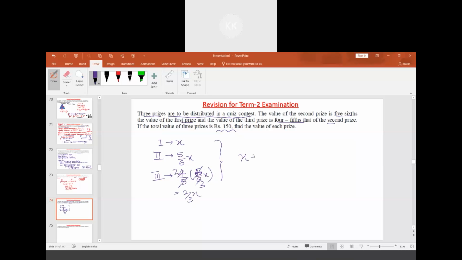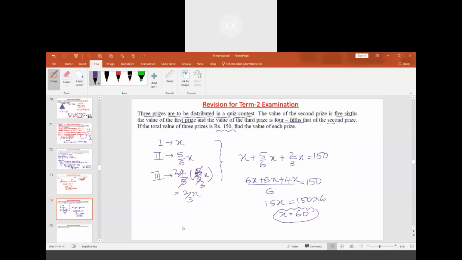So x added to 5/6x added to 2/3x is equal to 150. LCM here is 6. So 6x plus 5x plus 4x will be equal to 150. When we add these together, it is 15x by 6. So 15x is equal to 150 into 6, so x will be 900 by 15. X is 60.